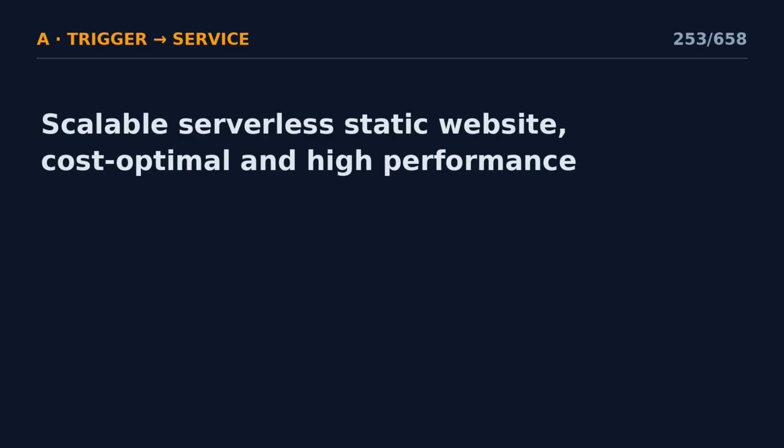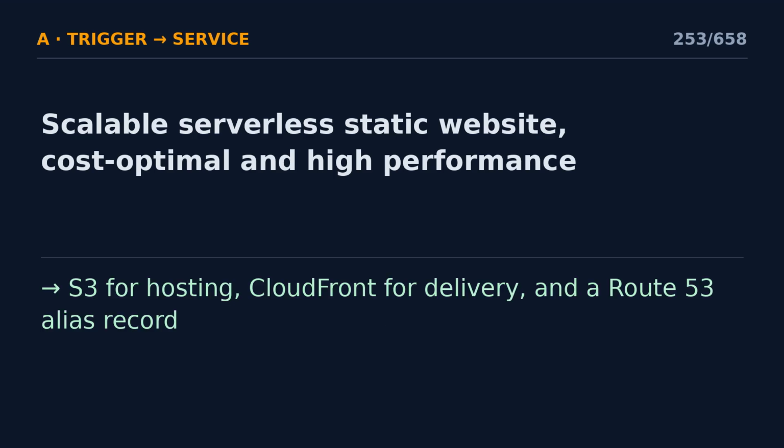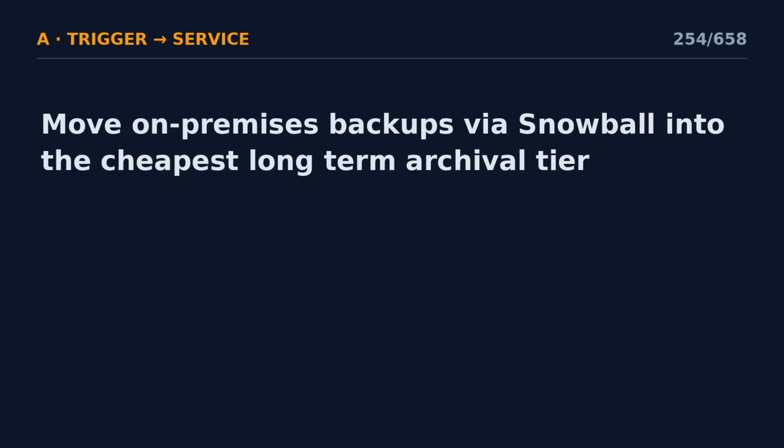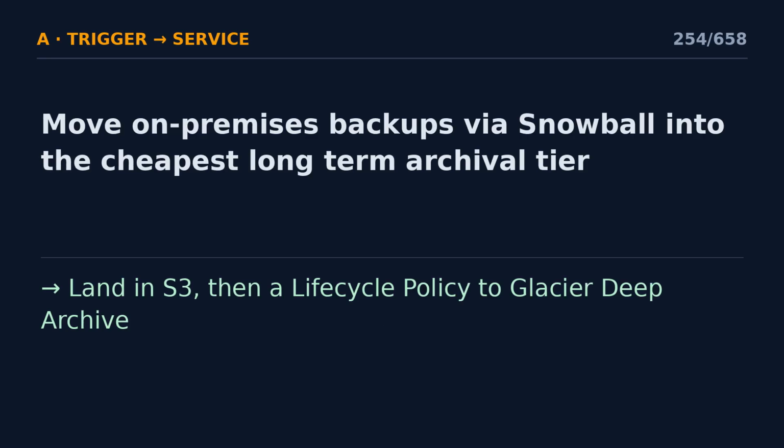Scalable serverless static website, cost-optimal and high performance. Answer: S3 for hosting, CloudFront for delivery, and a Route 53 alias record. Move on-premises backups via Snowball into the cheapest long-term archival tier. Answer: Land in S3, then a lifecycle policy to Glacier Deep Archive.